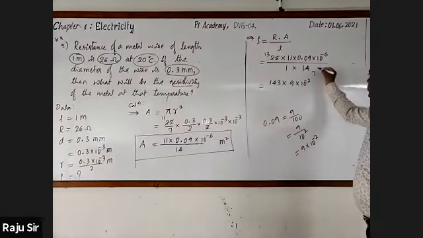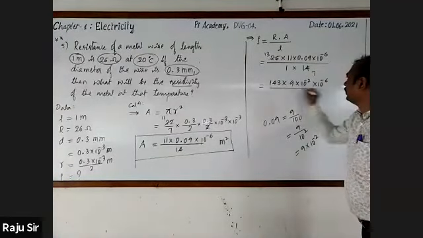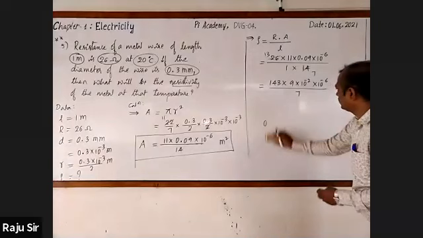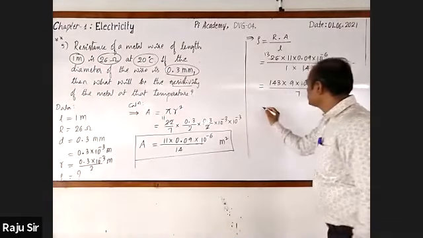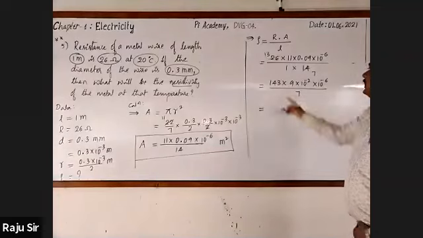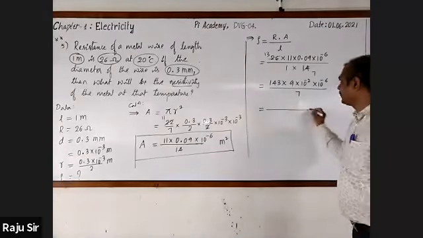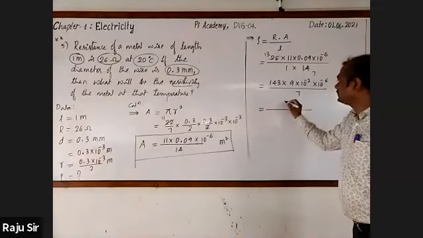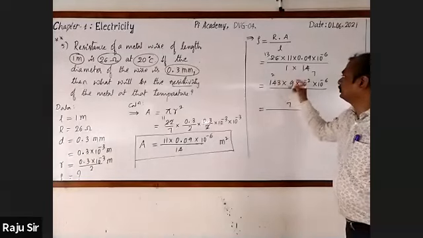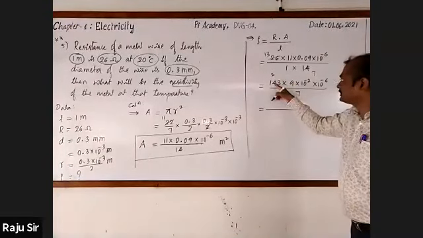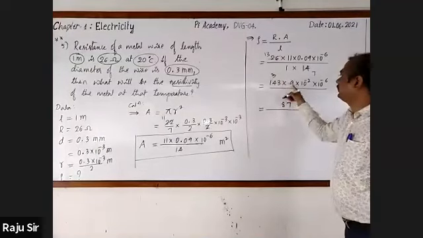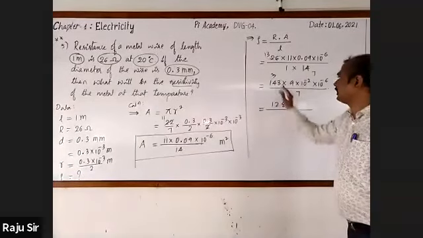9 into 10 raised to the power minus 2 into 10 raised to the power minus 6, whole divided by... 1 7s are 7. Now this is equal to, let us multiply these two: 143 into 9. Here, 9 3s are 27. 2. 9 4s are 36 plus 2, 38. 3. 9 1s are 9 plus 3, 12.